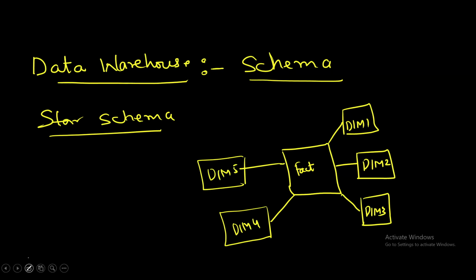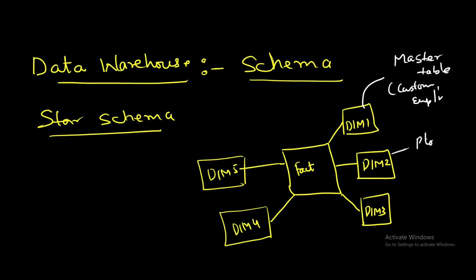What is the difference between a dimension table and a fact table? A dimension table is basically the master table. Why is it a master table? Because it contains the details about the customer, or employee, or product, right? And the fact table is the transaction table.